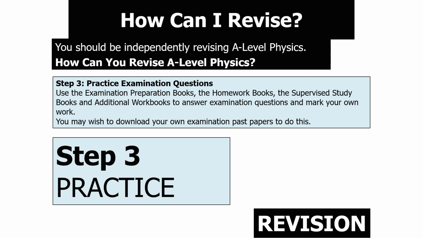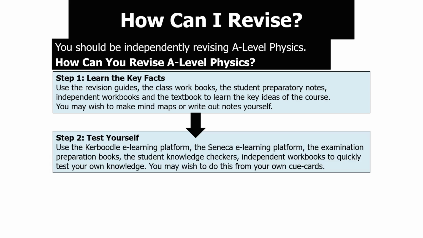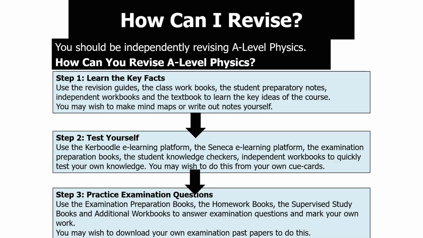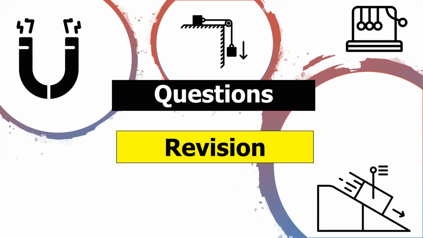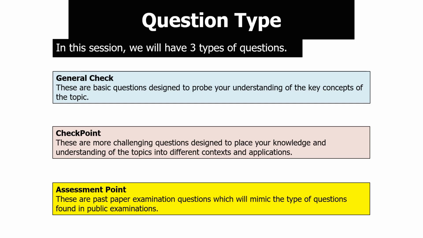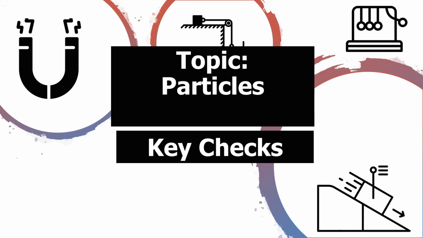Finally, you should practice examination questions, so use exam prep books, homework books, study books and additional workbooks to answer exam questions and mark your own work. Now, you may wish to download your own exam past papers to do this. So the three steps of learn the key facts, testing yourself and practicing exam style questions are how you should be carrying out revision. Now, in this revision session, we're going to be focusing on two types of questions today. The general check questions, which are basic questions designed to probe your understanding of the key concepts of the topic. And then secondly, assessment point questions, past paper exam questions, which will mimic the types of questions found in public examinations. So let's start off with our key checks on particles.